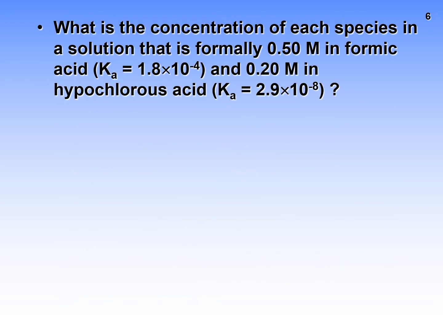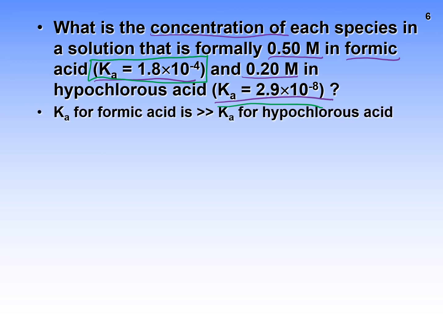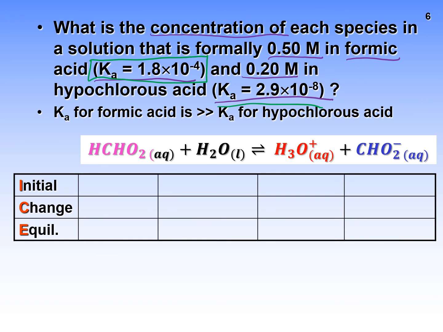So let's do that. Okay, so in this problem, we have: what is the concentration of everything present in a solution that is 0.5 molar formic acid, here's that Ka, and 0.2 molar hypochlorous acid, here's that Ka. Now, if we notice, formic acid is definitely a larger Ka, so formic acid is the stronger of the two. Hypochlorous acid is very weak in comparison. We're going to do formic acid's equilibrium first because it's the stronger acid of the two. So let's write out its equilibrium.